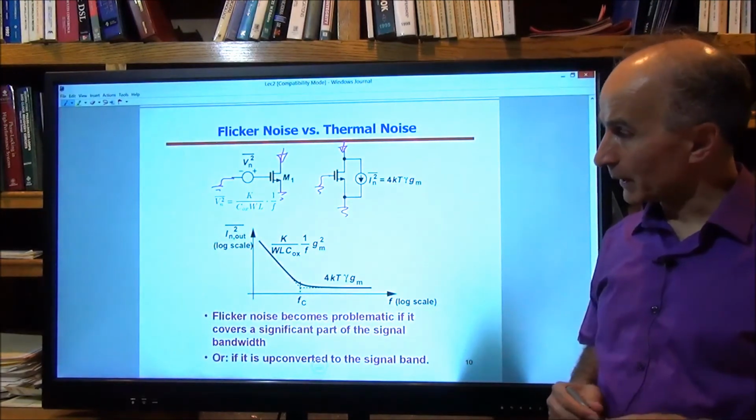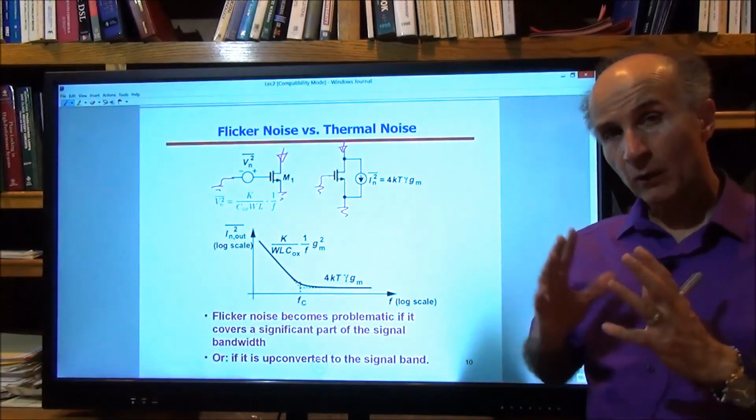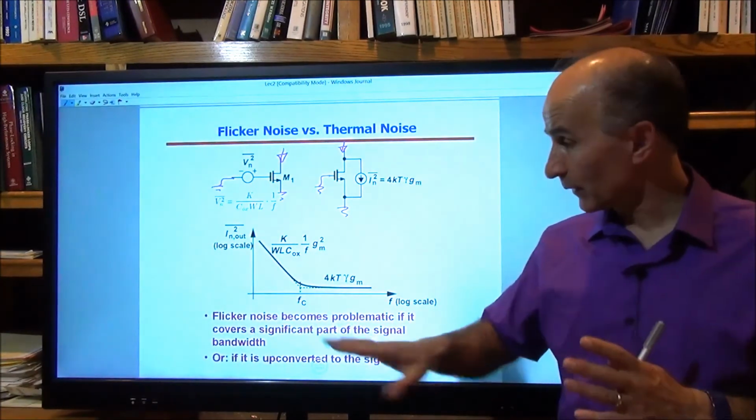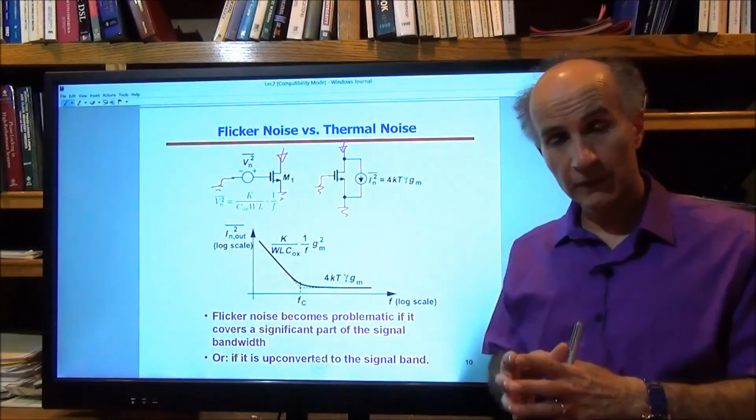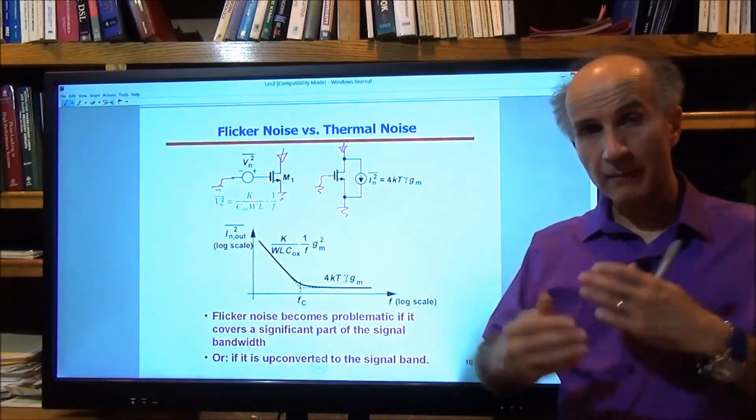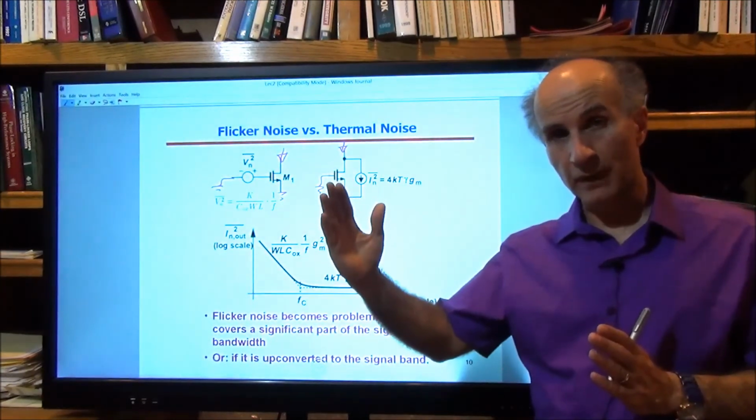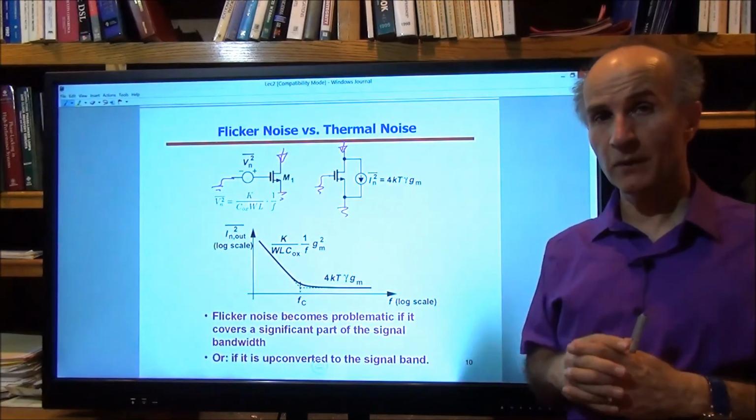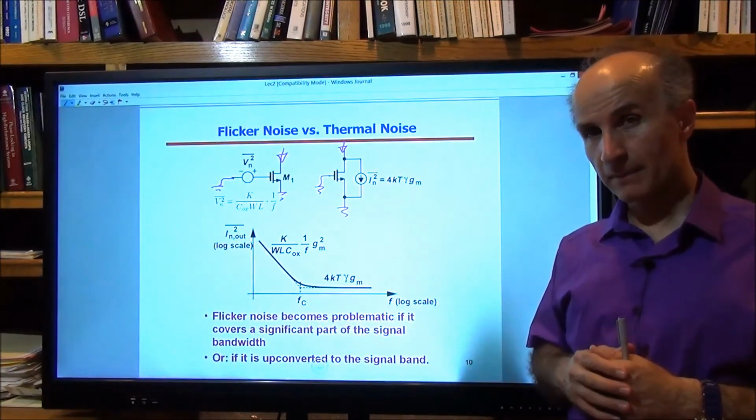Okay, so what we can see from this picture is that if our signal has a significant part of its bandwidth overlapping with this region, then we are picking up a lot of flicker noise. Or if this flicker noise by some mechanism is upconverted to some other frequency of interest, then it may also cause corruption. So depending on the type of circuits that we are analyzing, we might have to deal with either of these mechanisms.